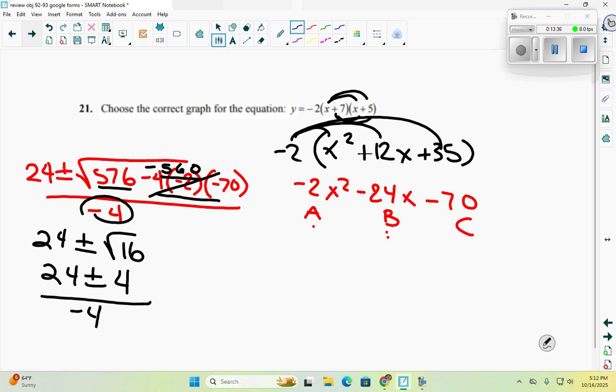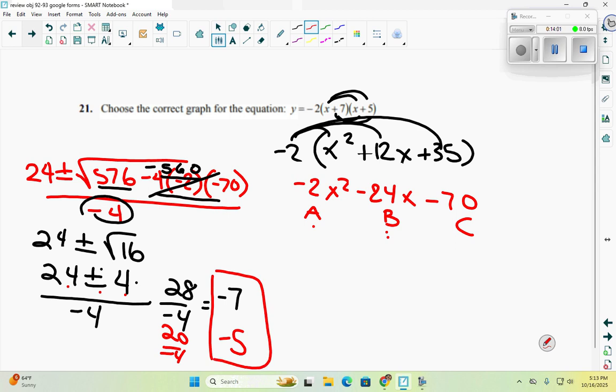So I'm going to go 24 plus 4. 24 plus 4 is 28 over a negative 4, which gives me a negative 7. Now I'm going to do it with the minus, so 24 minus 4 gives me 20 over a negative 4. Well, 20 over a negative 4 gives me a negative 5. So these two values are my x's when I go to graph it.